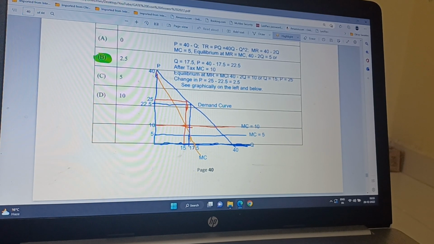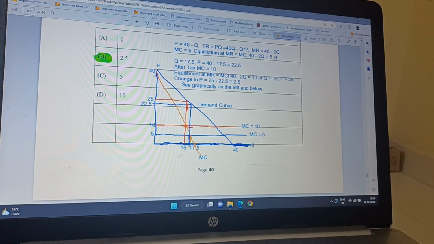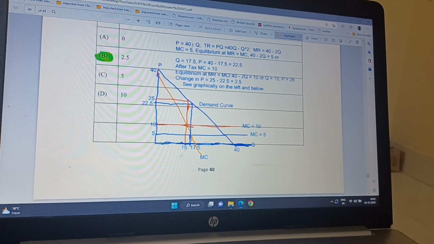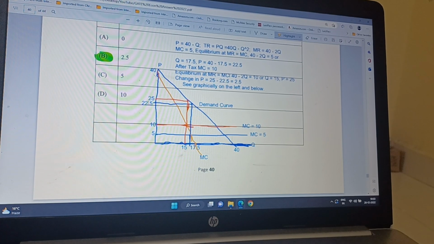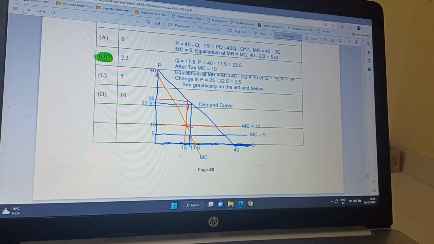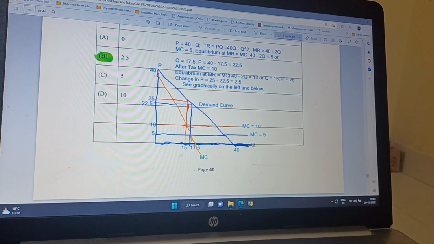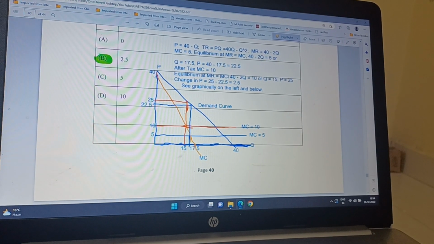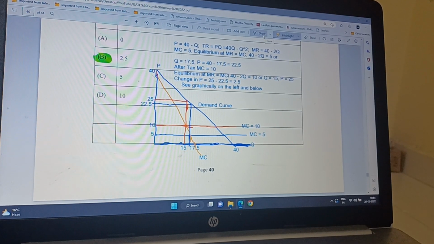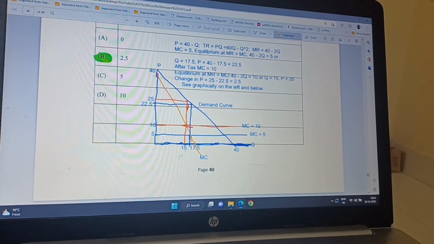So this is the point, and this gives you 17.5 Q, and when Q is 17.5, you can easily figure out P is equal to 22.5 because P is 40 minus Q. And when marginal cost is 10, meaning this orange line, the equilibrium point gives the intersection, and 15 is the new output, and the new price is 25. So that way you can calculate this graphically also. So the answer is B.